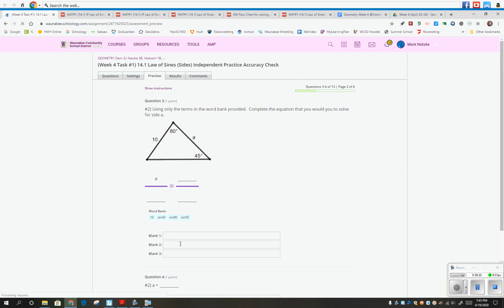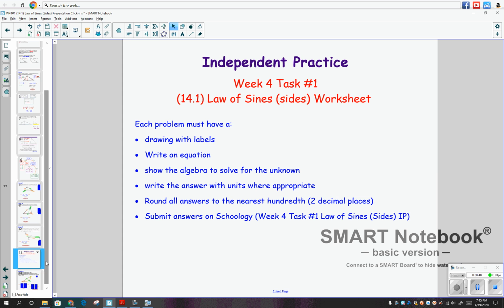So if I look at number 2, like I said, click in the blank, it's highlighted. All you've got to do is click on what you want it to be. Okay? What you want it to be. I want the 2 sides on top, so A and 10. Well, what's A going to be over? Is it sine of 45, sine of 80, or sine of 55? Click on it, and it'll fill the blanks in for you. So there's a word bank. All you do is click it, and we'll submit it in.